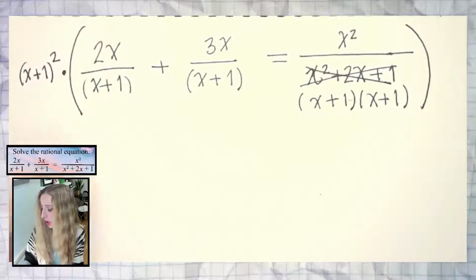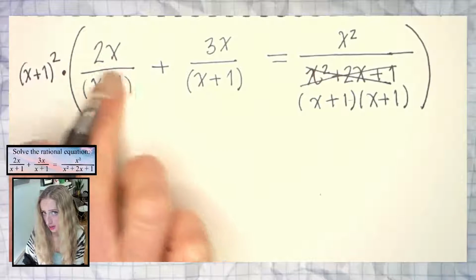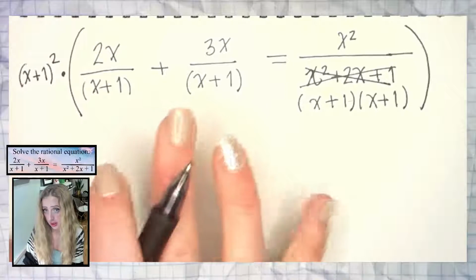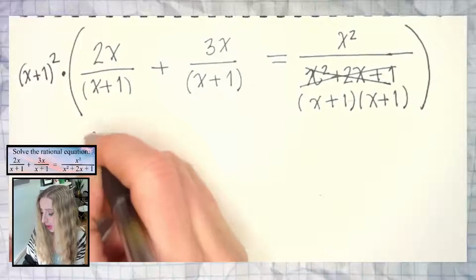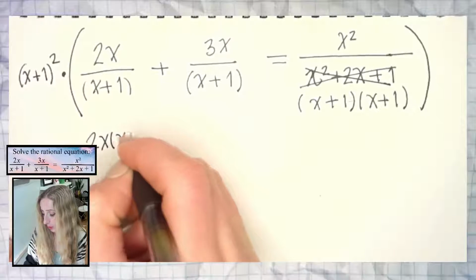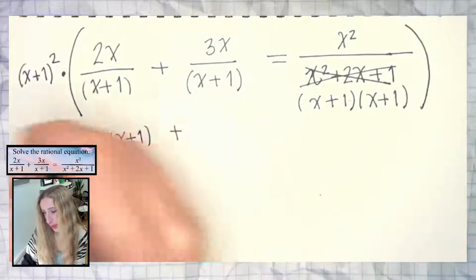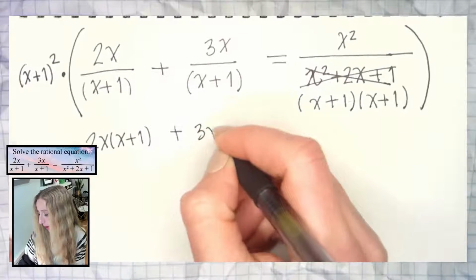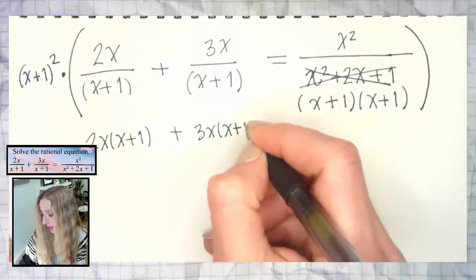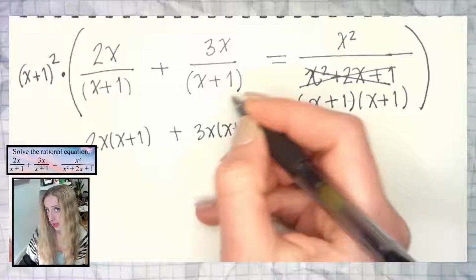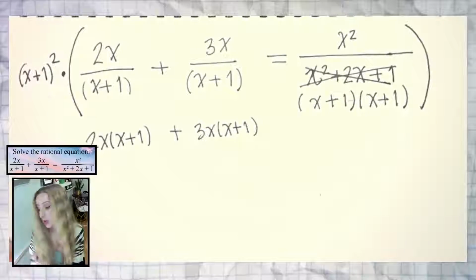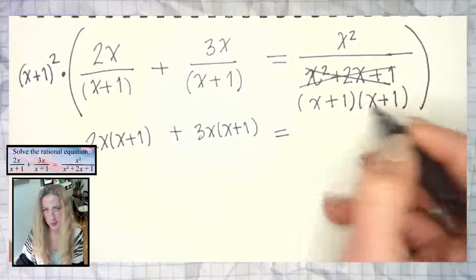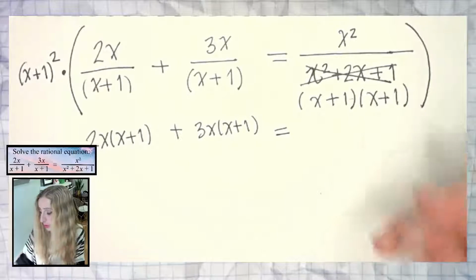In this example, if I multiply by x plus 1 squared, an x plus 1 from the top will reduce with the only x plus 1 in the denominator, and I will just have 2x times the remaining x plus 1. The same idea will happen over here. 3x will have to be multiplied by an x plus 1, as the x plus 1 squared will reduce with this x plus 1 on the bottom, which is technically to the first power. Equals x squared. Well, the x plus 1s are both going to reduce, right?